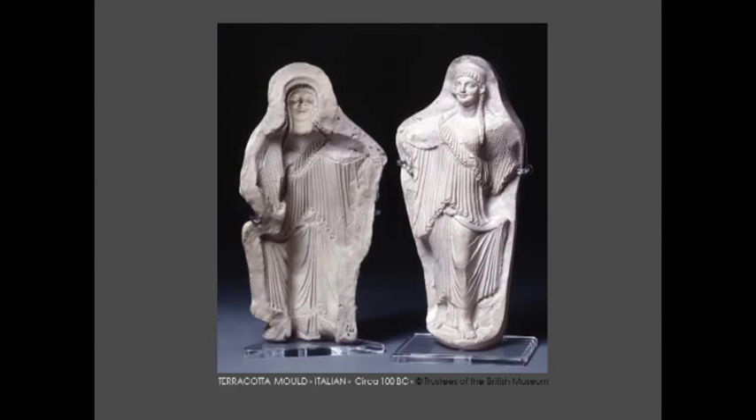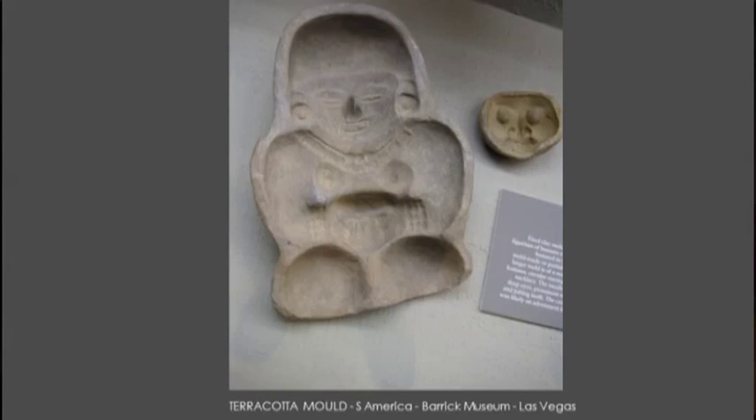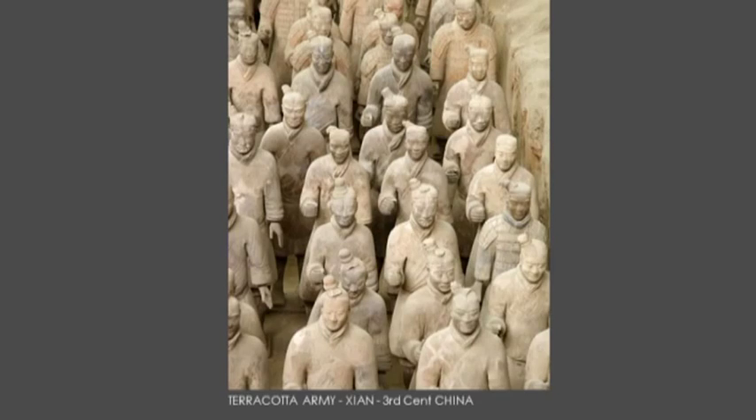Examples of press molds for clay can be found globally in many ancient civilizations. This is an example from Italy from about 100 BC and from pre-Columbian South America. The Chinese terracotta army is thought to have been the result of a production line, and that within this process there were about 8 head molds, individual characteristics being added towards the end of the making process.